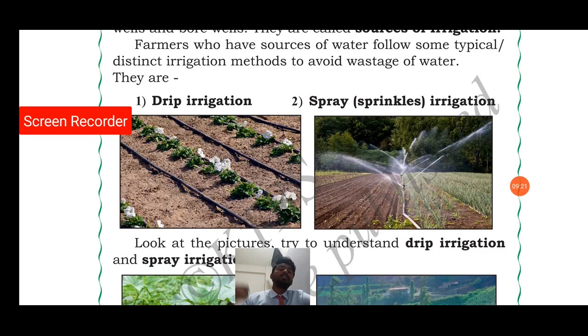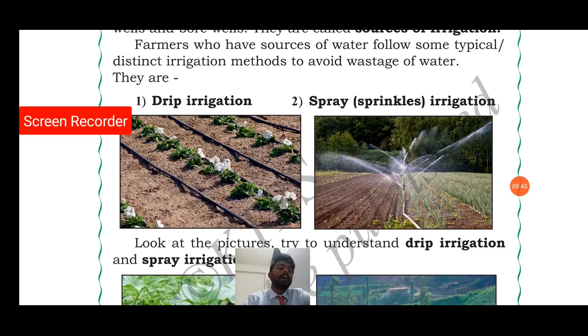The farmers who have a source of water follow some typical, distinct irrigation methods to avoid the wastage of water. Nowadays technology is very fast, so that's why technology is applied to the agriculture field. It is a benefit for the farmers.